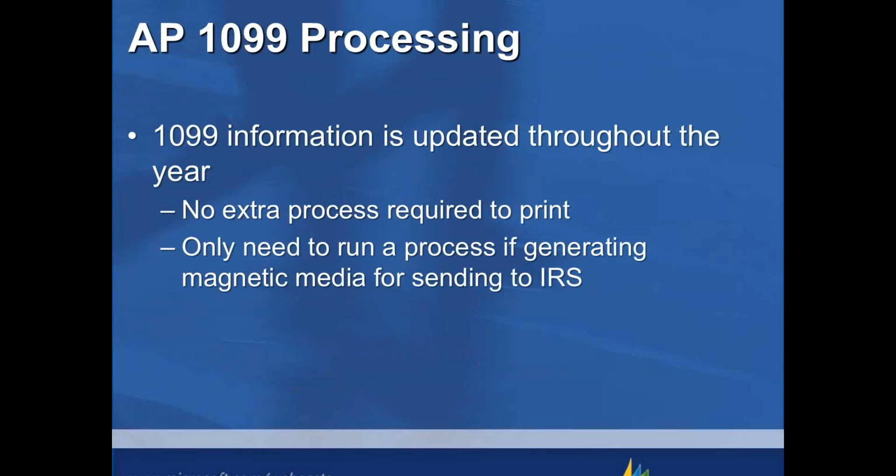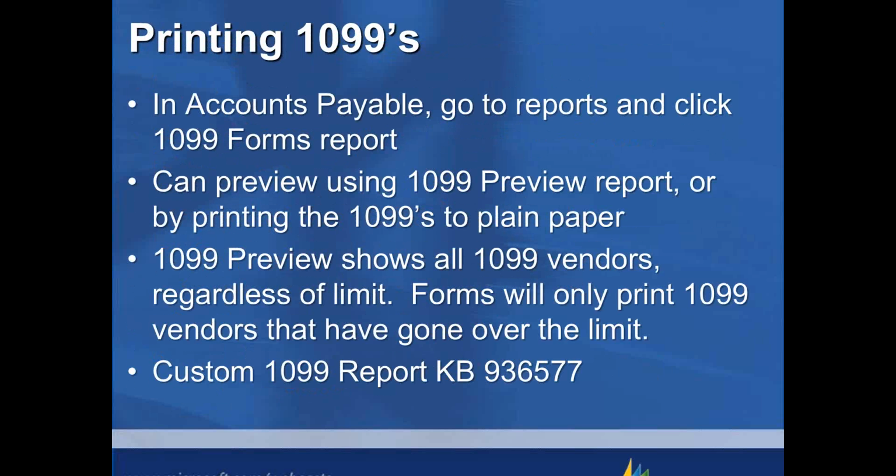Of course, the 1099 information is updated throughout the year. There's no extra process required to print. You only need to run a process if generating the magnetic media for sending to the IRS. In accounts payable, you can go to the report section and click the 1099 forms report. You can also use it to review, or you can also use the preview report or print the 1099s on plain paper. The 1099 preview shows all vendors.